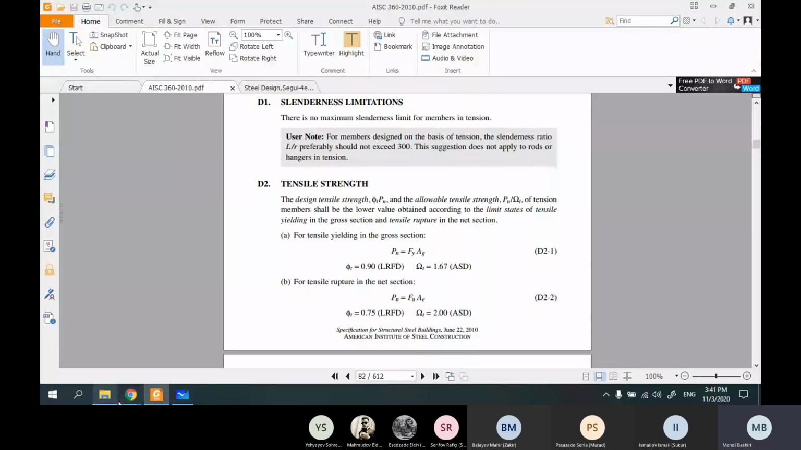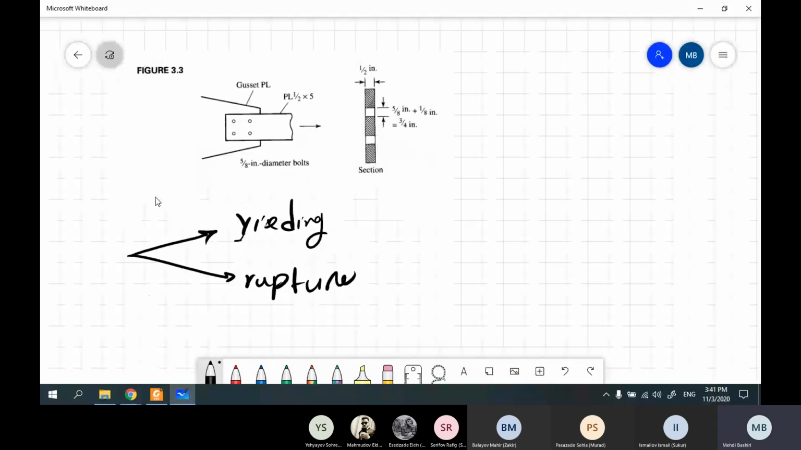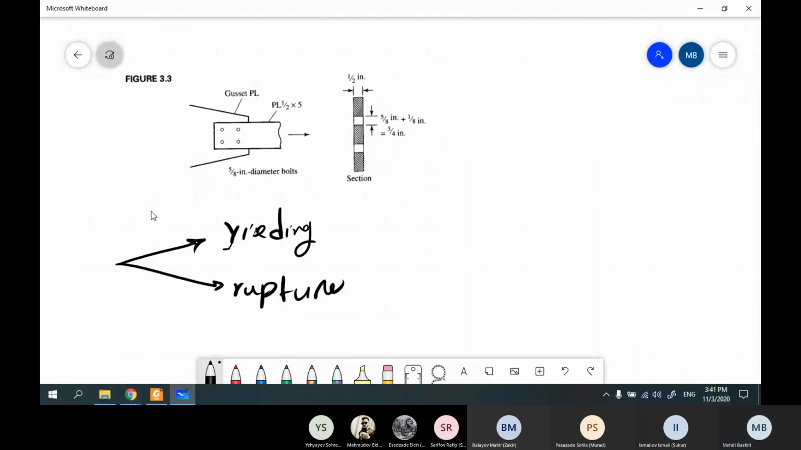As I said, we have different failures. The first one is yielding, and the other one is rupture. At the end, we have to make sure that none of these failures will happen. I'm going to name this R1 and this one R2.